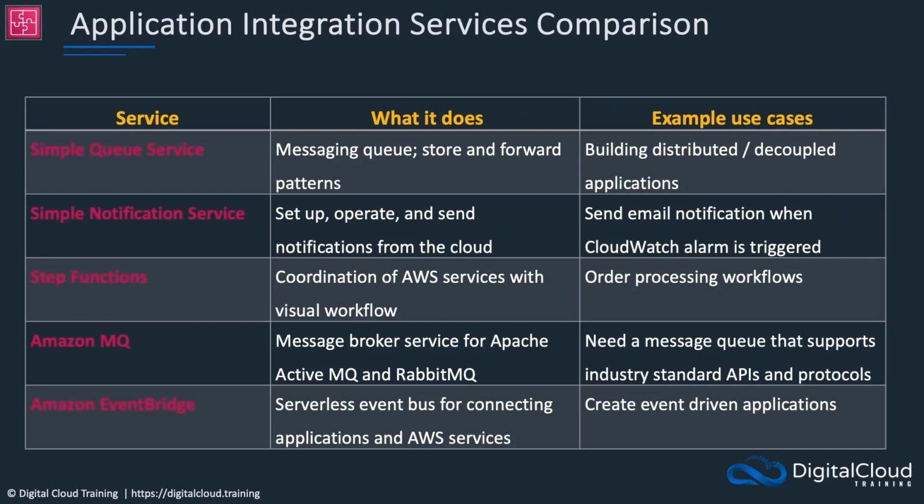So let's just compare some of these application integration services. SQS, I've just gone into a fair amount of detail there. That's a message queue. So that's what we call a store and forward pattern, and it's used for building distributed and decoupled applications.